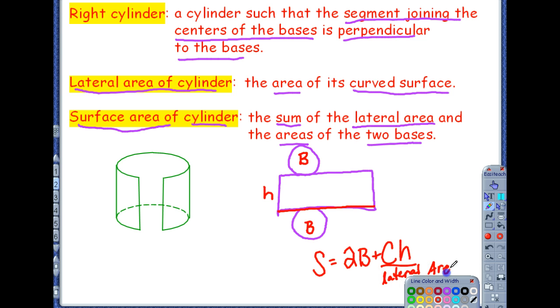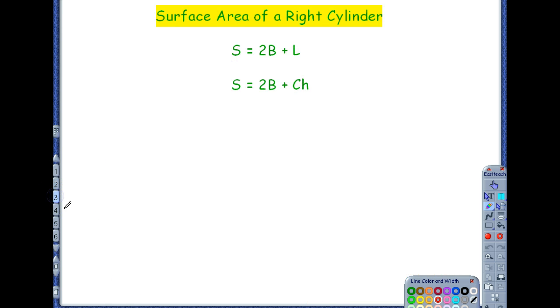And you know what? That is really our formula. That's where this comes from. Now, there's really a couple ways you could think of this. First of all, we know the area of the two bases plus the lateral area. I think it's easier to think about it as the circumference times the height.